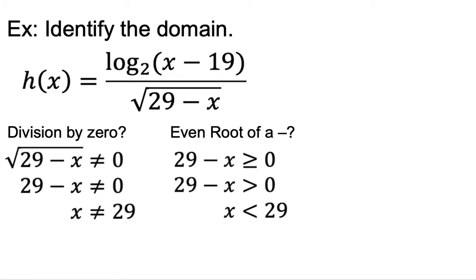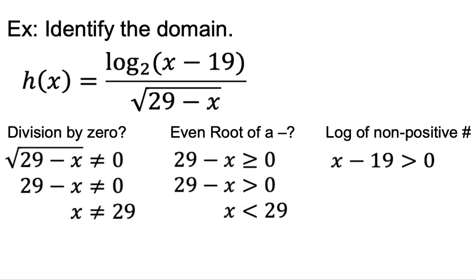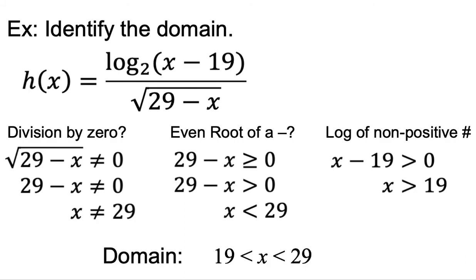Turning to the third question, are there any values that cause you to take the log of a non-positive quantity? In this case, that means that x minus 19 must be greater than 0. Solving, we obtain that x must be greater than 19. Putting the results together, we obtain that the domain must be x greater than 19 and less than 29. In interval notation, that would be 19 non-inclusive to 29 non-inclusive.